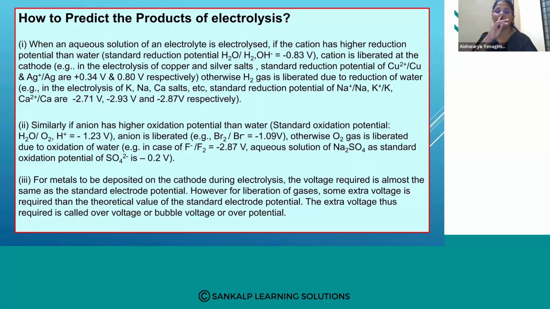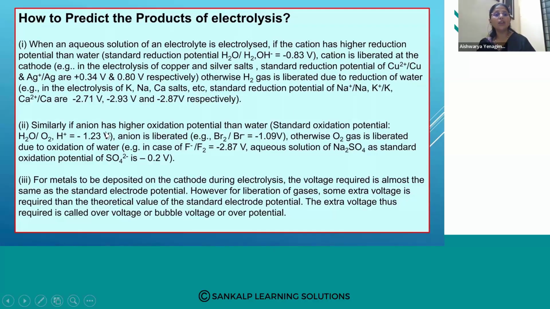So these are the factors on which the products of the electrolysis depend. And how to predict it? When aqueous solutions of electrolytes are electrolyzed, if the cation has higher reduction potential than water, the cation is liberated at the cathode. In the electrolysis of copper and silver salts, the standard reduction potentials of Cu2+/Cu and Ag+/Ag are 0.34 and 0.80. Otherwise, H2 gas is liberated due to reduction of water.